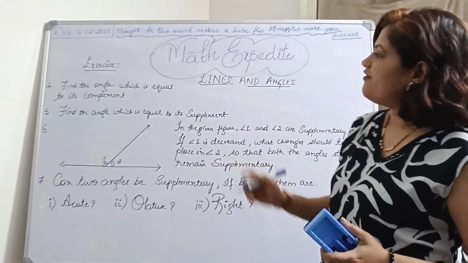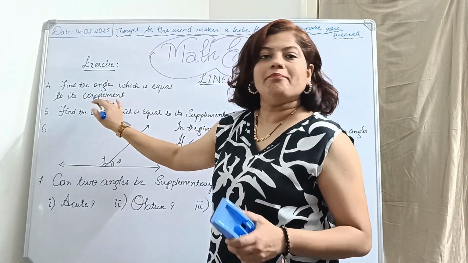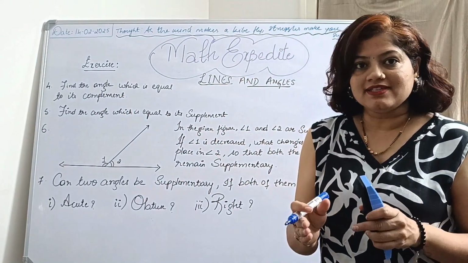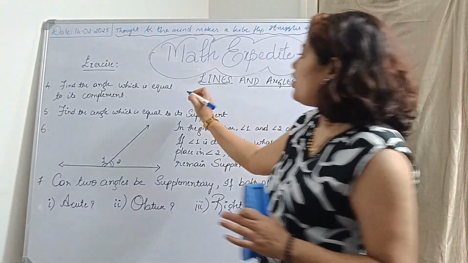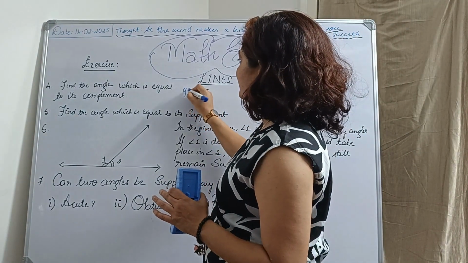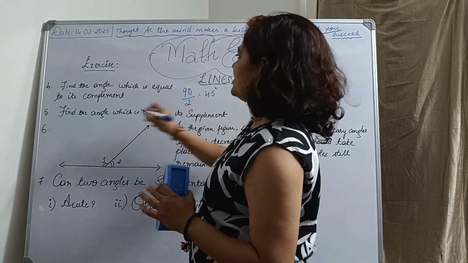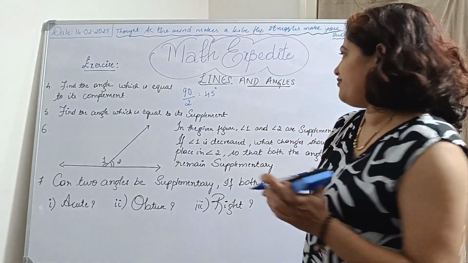The fourth one, find the angle which is equal to its complement. What are complementary again? The sum of 2 angles is 90 degrees. So it has to be equal, so how will you find it? Take 90 degrees, divide by 2. So the answer is 45 degrees. So the angle which is equal to its complement is 45.